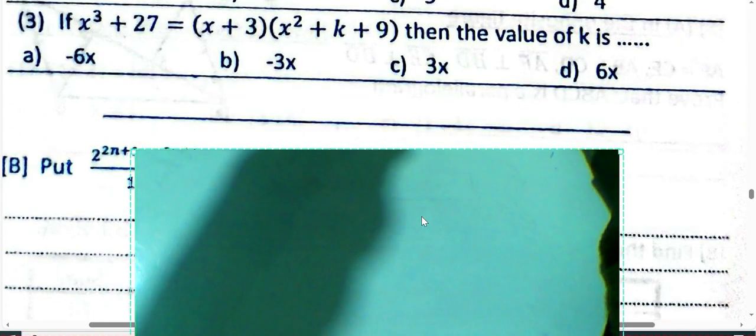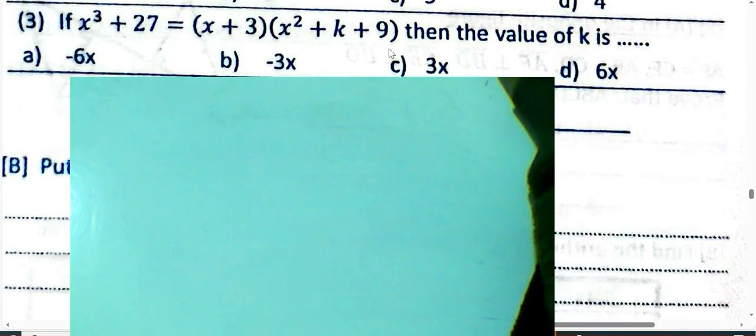It's about x cubed plus 27. We can factorize the expression. In this example find the value of k. Can you tell me the value of k? Yes, k here equals 3 times x, changing the sign, it will be negative 3x.